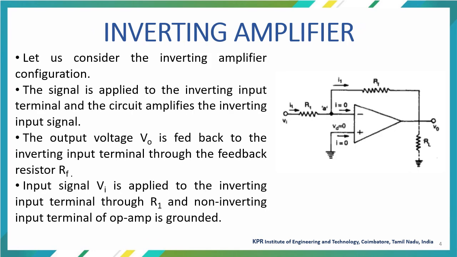Let us consider the inverting mode. The input, mentioned as VI, is connected to the negative terminal through the resistor R1, and the output is fed back into the inverting terminal through the resistance RF, and the non-inverting terminal is grounded. The difference between the inverting terminal and non-inverting terminal is represented as VD, which is given as 0.